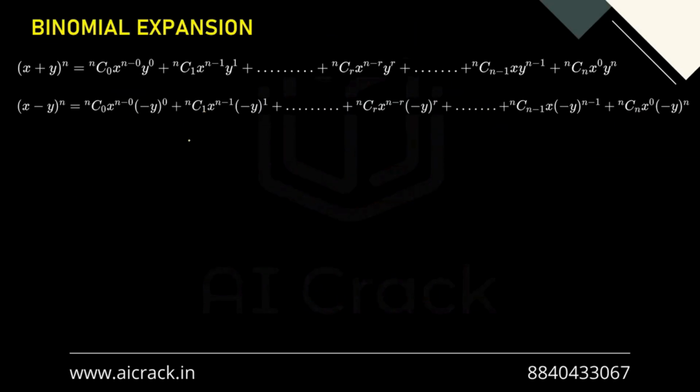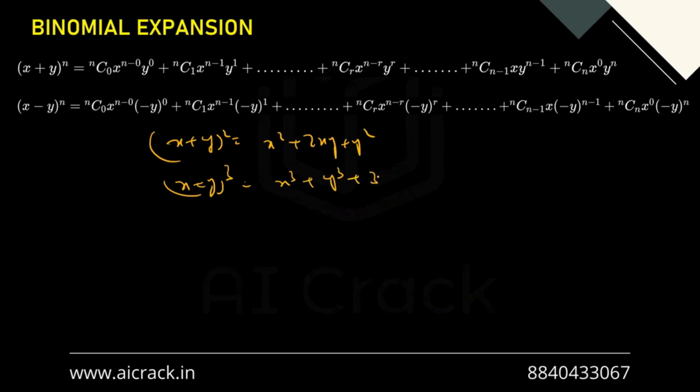expansion. So you all must be knowing that (x plus y) whole square would be x square plus 2xy plus y square. (x plus y) whole cube would be x cube plus y cube plus 3x square y plus 3xy square, right? So we know these formulas from 9th and 10th class, but what if we have been told to find (x plus y) raised to power 10? Then we won't be able to do that, right?